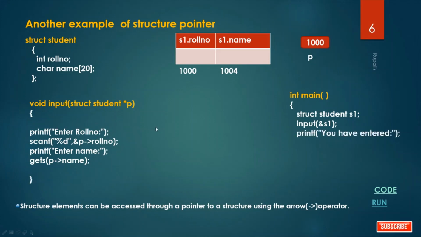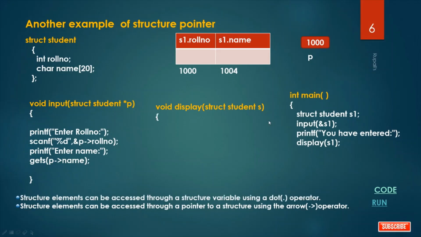Now your next task is to print the taken value. So you have to write another function, display s1. See here, I am passing only the object, not the address of the object. So just write struct student s. See here, here I am passing the address of the object, and here I am passing only the object. So just write struct student s.